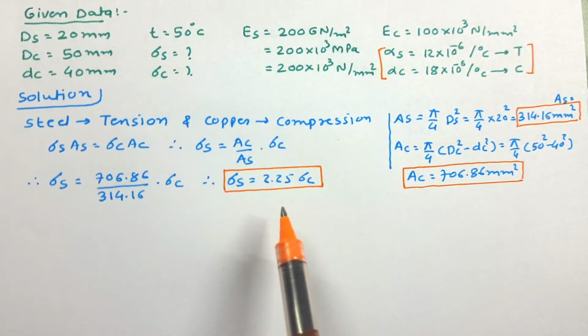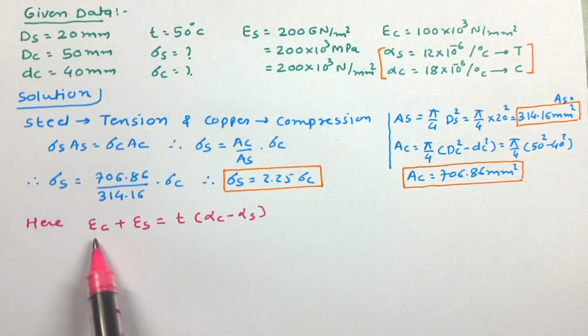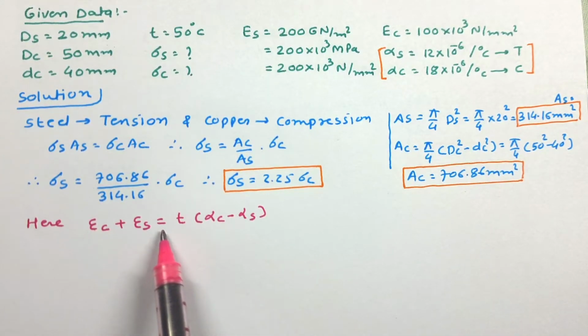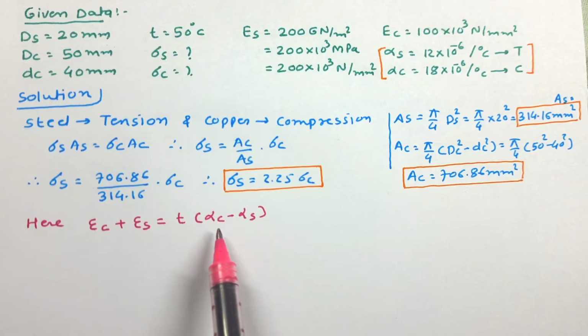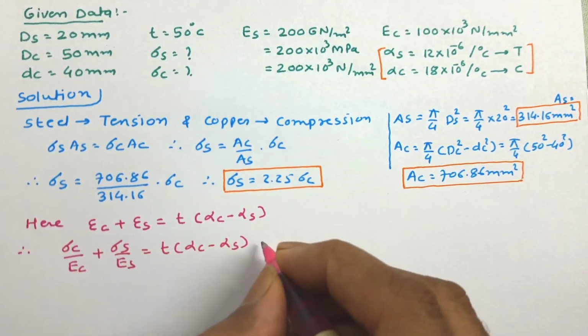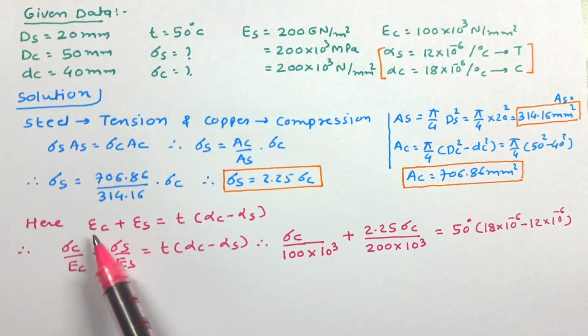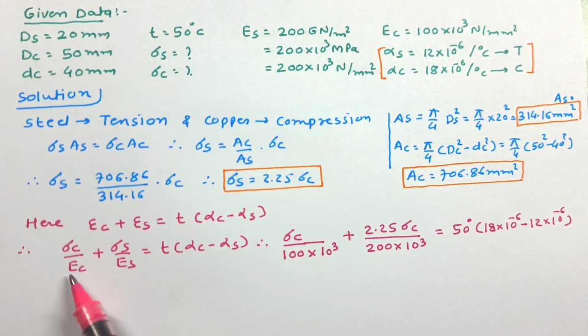Now we will use the equation that we have derived using the compatibility condition. The equation is strain in copper plus strain in steel is equal to T into the difference of the coefficients of thermal expansion of both materials. We know that modulus of elasticity E is equal to sigma upon epsilon. So we can write epsilon as sigma upon E. So instead of epsilon we have written sigma upon E.